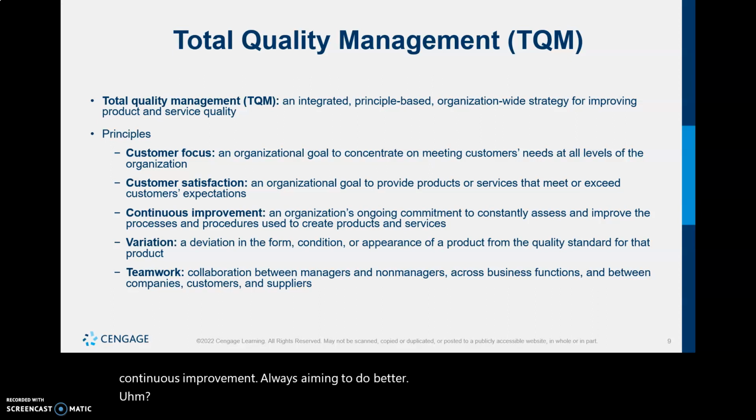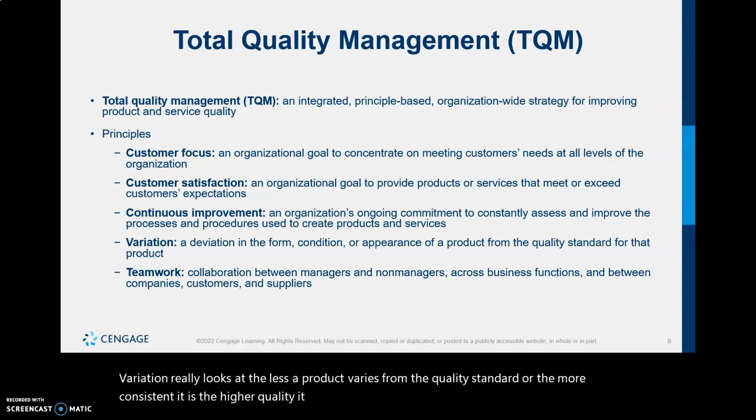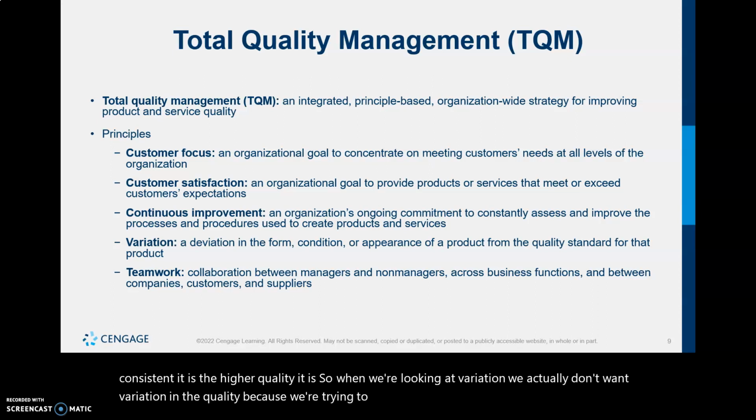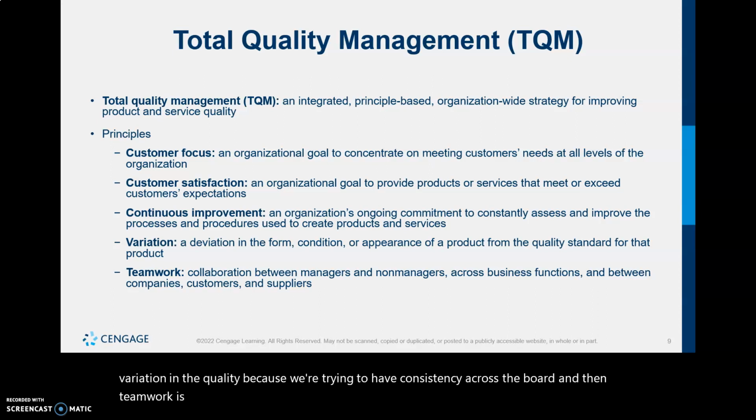Variation really looks at how the less a product varies from the quality standard, or the more consistent it is, the higher quality it is. So when we're looking at variation, we actually don't want variation in the quality because we're trying to have consistency across the board. And then teamwork is collaboration across the organization, across the functions, between companies, between customers, and between suppliers.